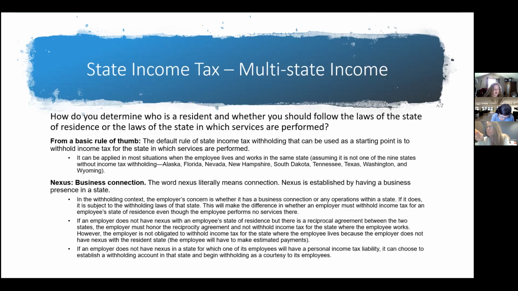If an employer does not have nexus with an employee's state of residence, but there is a reciprocal agreement between the two states, the employer must honor the reciprocity agreement and not withhold income tax for the state where the employee works. However, the employer is not obligated to withhold income tax for the state where the employee lives because the employer does not have nexus with the resident state. The employee will have to make estimated payments outside of payroll on their own. If an employer does not have nexus in a state for which one of its employees will have a personal income tax liability, it can choose to establish a withholding account in that state and begin withholding as a courtesy to its employees. Some employers choose to do that, others do not.